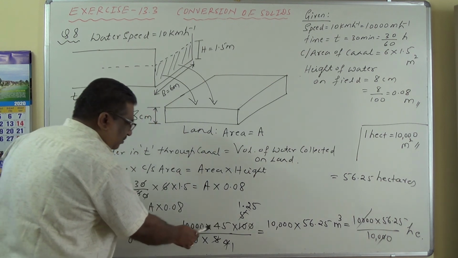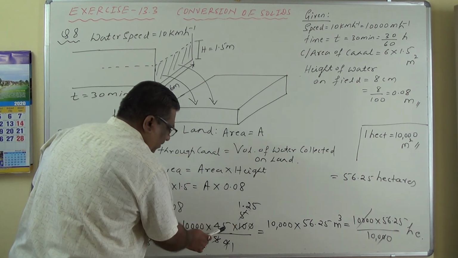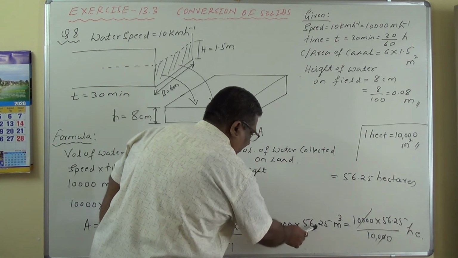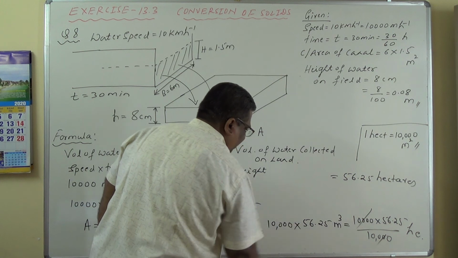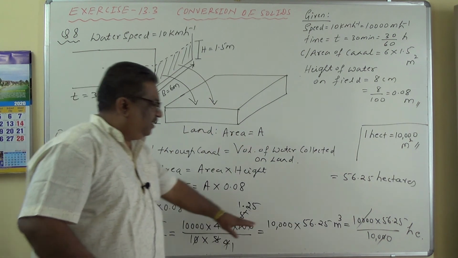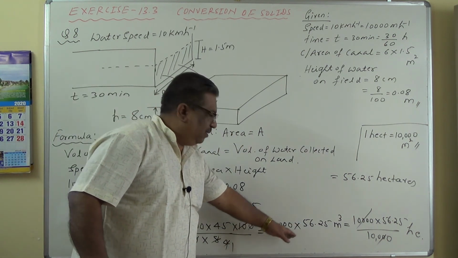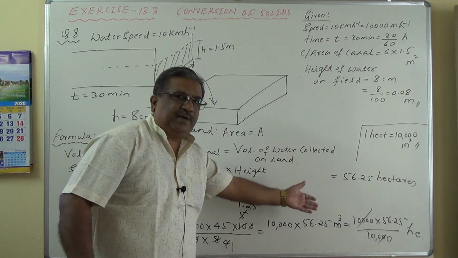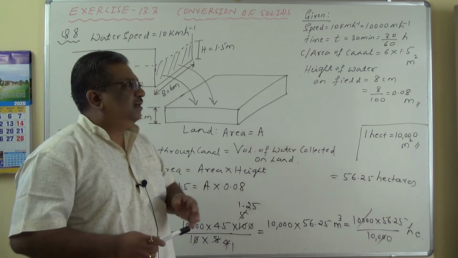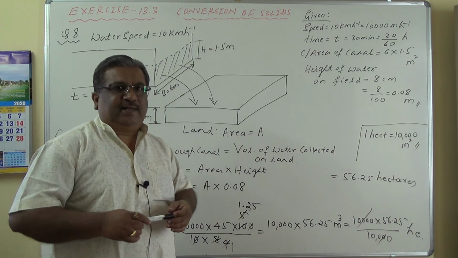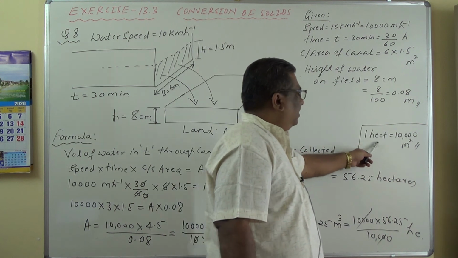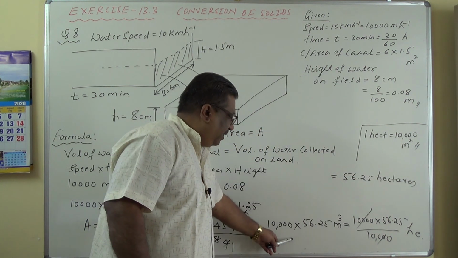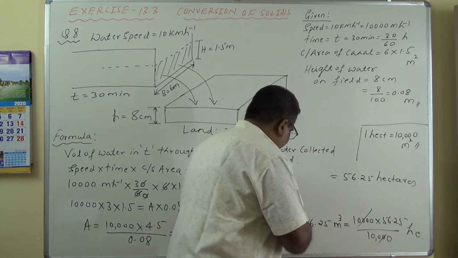So finally 10,000 into 45 into 1.25, if you multiply 45 into 1.25, you get 56.25 cubic meters, 56.25 into 10,000 cubic meters. Now I can leave it at this stage also. Finally you convert this decimal into one number and represent it as cubic meters, but generally the areas are measured in terms of hectares. In that case, 1 hectare is equal to 10,000 square meters. So this is square meter area. Sorry, I have written cubic meter. Okay, correct.